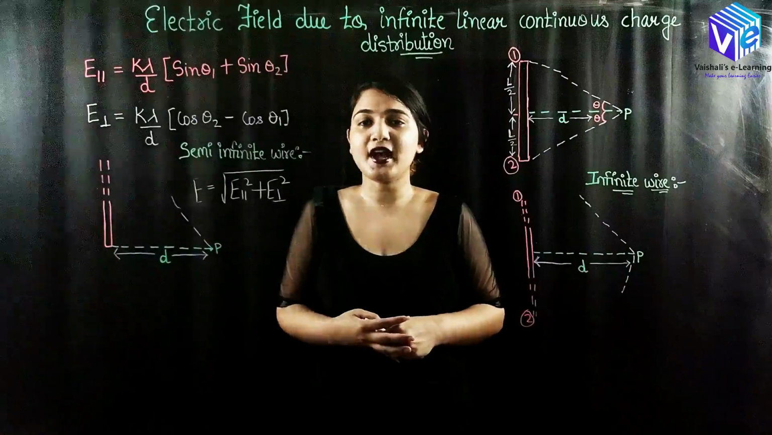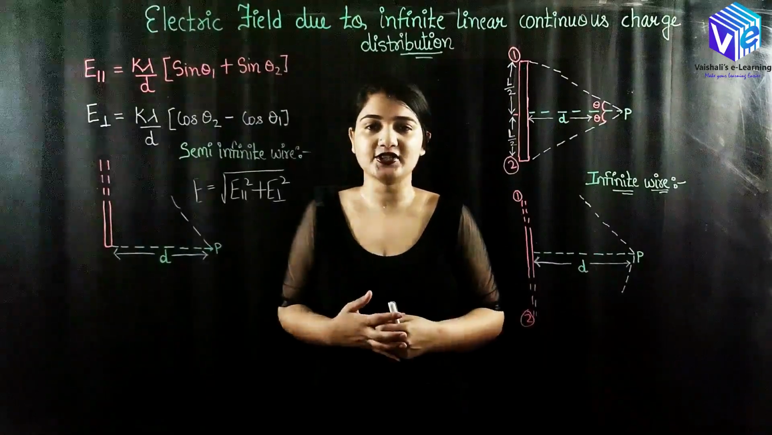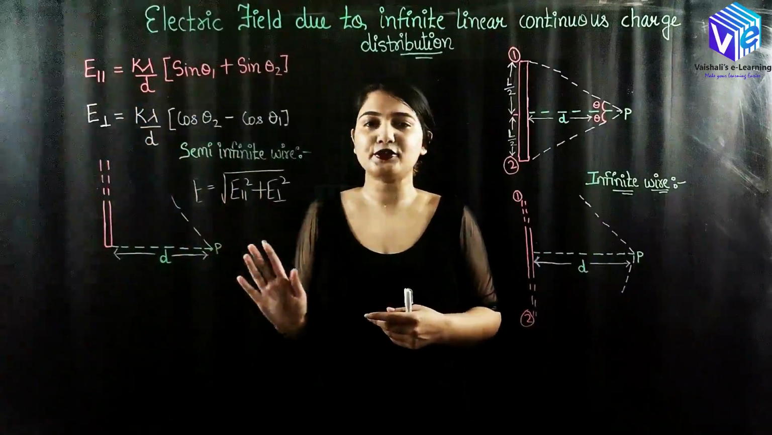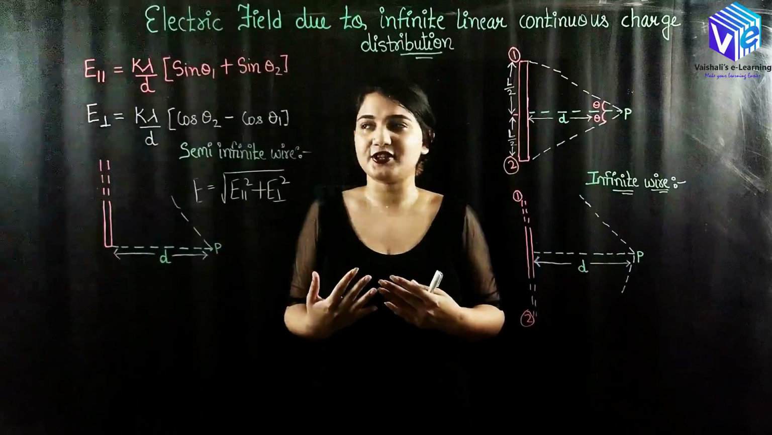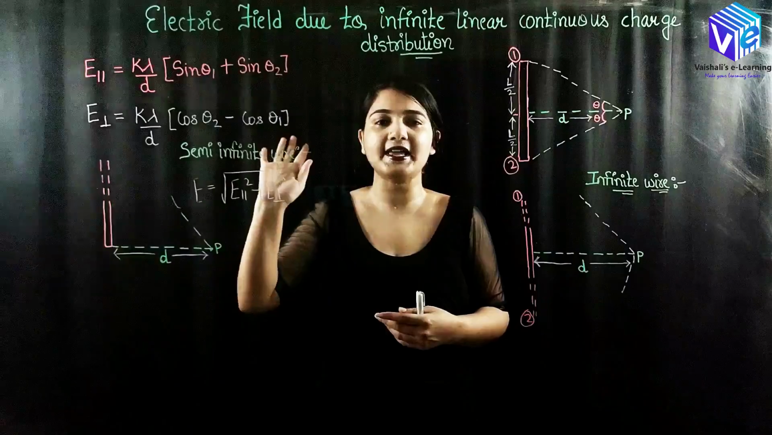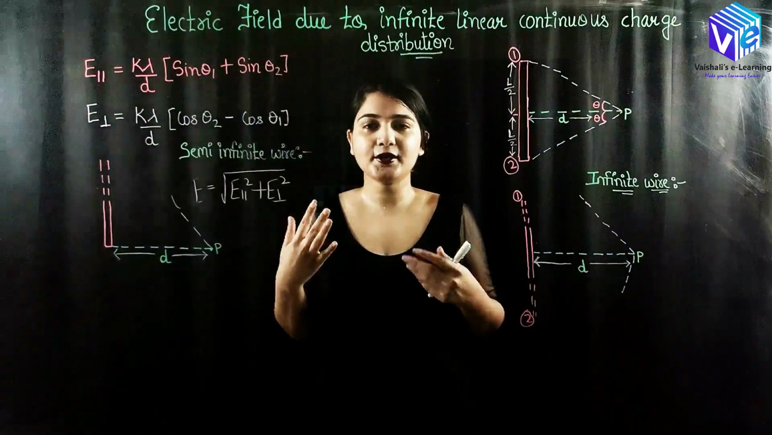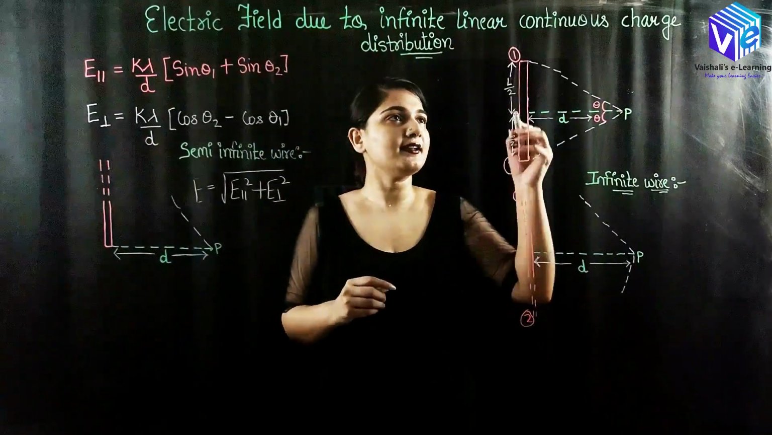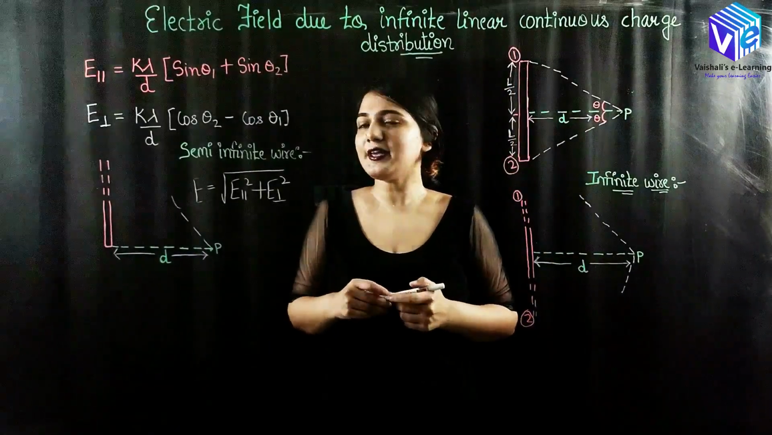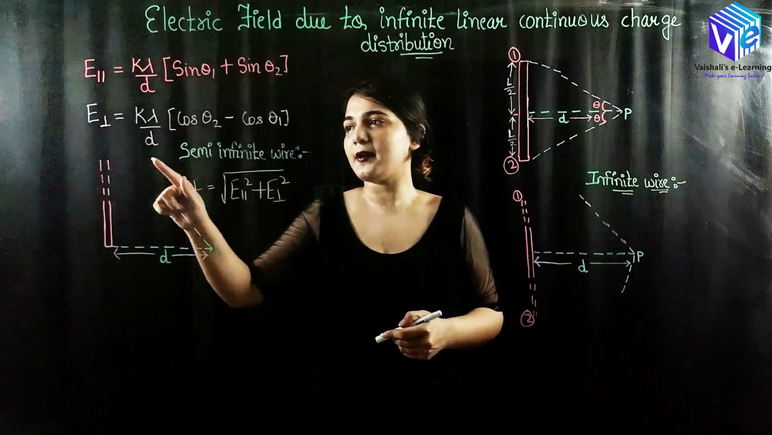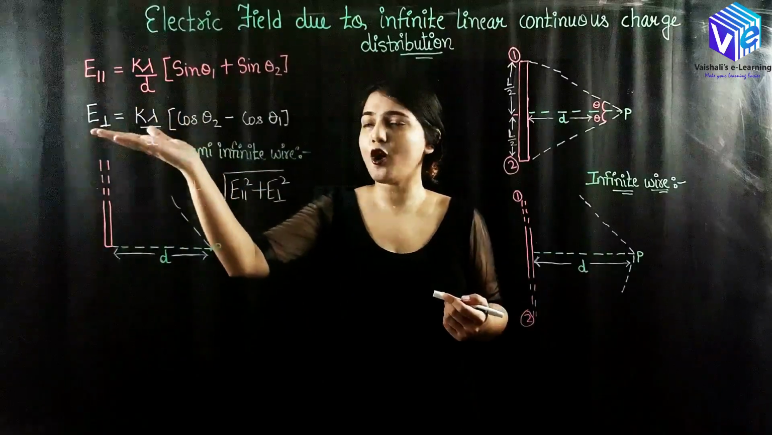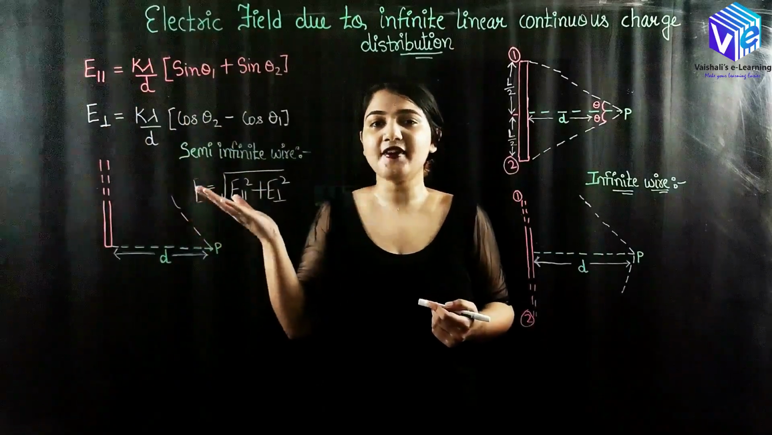In the previous video, we discussed the line charge distribution and found E parallel and E perpendicular, where E parallel is given by k lambda upon d times sine theta 1 plus sine theta 2. What are theta 1 and theta 2? They are the angles made by point 1 and point 2 at the point P. E perpendicular is given by k lambda upon d times cos theta 2 minus cos theta 1. These are the two components which give me the final electric field.